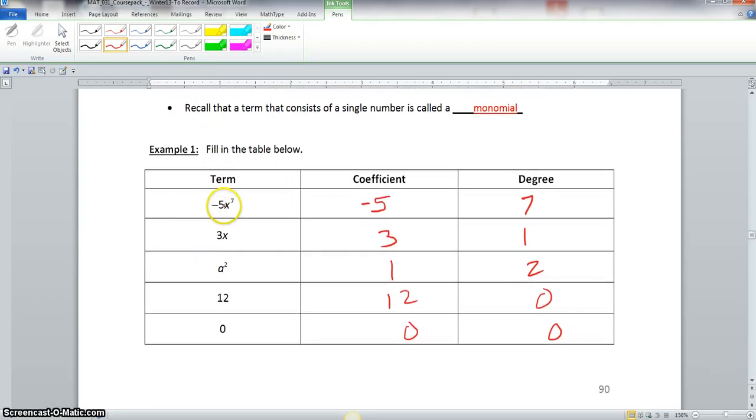Okay, so we have the term negative 5x to the 7th power. The coefficient is negative 5 and the degree is 7. 3x, the coefficient is 3, the degree is 1, because even when the exponent is not shown on the variable, it's assumed to be 1. A squared, the coefficient is 1, and the exponent of the variable is 2. For 12, even though we don't have a variable, 12 is still the coefficient, but the degree is 0 when there is no variable. And here the coefficient is 0, and the degree is also 0.